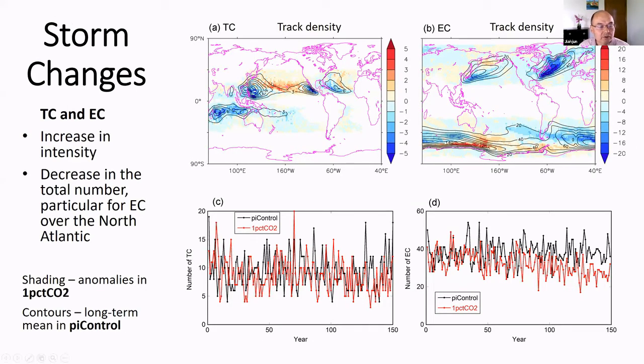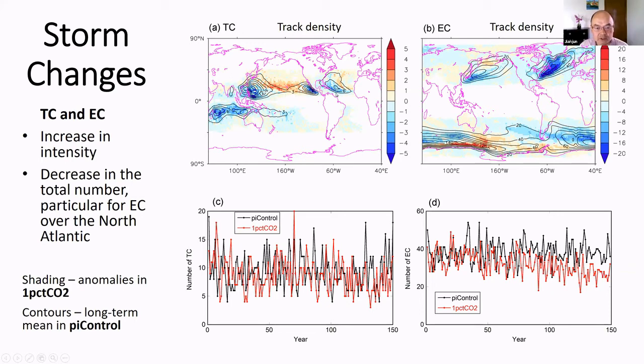Okay, so these are the storm changes. CM4 simulates the increase in the storm intensity for both TC and EC. So the storm gets stronger in the CO2 experiment. For the total number, the frequency, this plots the track density of TC. The shading is an anomaly in the CO2 experiment, and the contour is the control run.